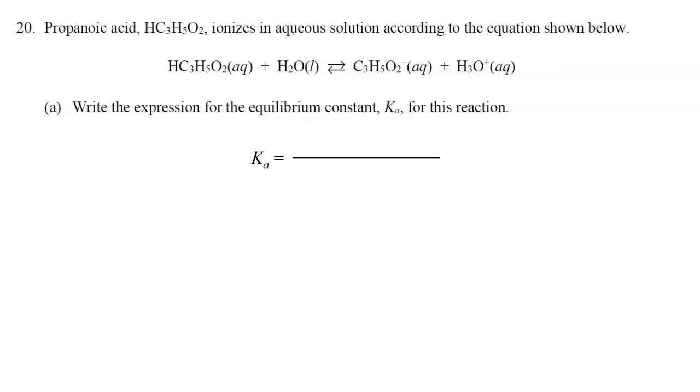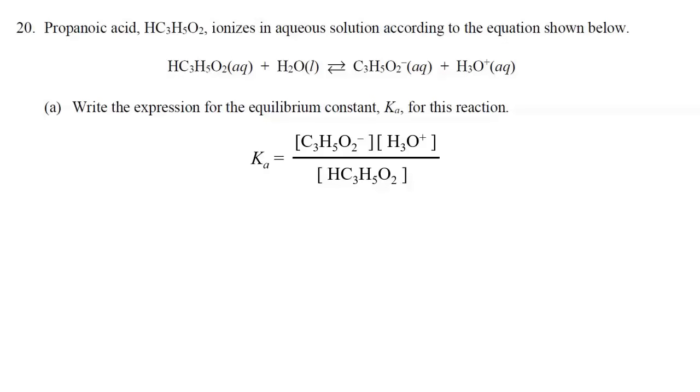So the Ka expression for this reaction will be products over reactants. That means we have the concentration of C3H5O2- times the concentration of the hydronium ion, H3O+, divided by the concentration of propanoic acid. Remember that we do not include water as a liquid in the equilibrium constant expression. So this is the expression for Ka for this reaction.